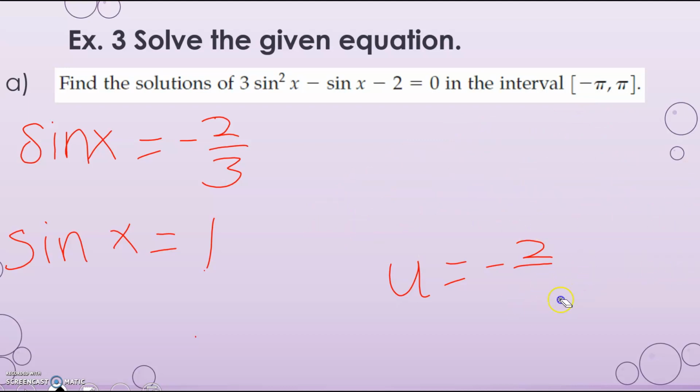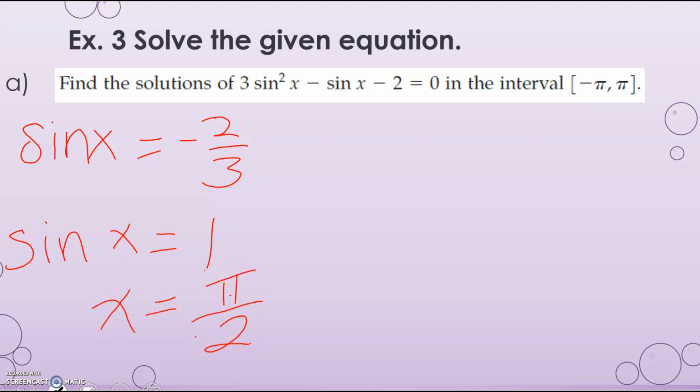Now, do I know any special right triangle or special angles that will give me a sine value of negative 2/3? No, but I do know sine of what angle is 1, and that's pi over 2. Okay, and remember, sine of x equals 1 only once in the whole period of 2 pi. So it's going to be at pi over 2, and then 5 pi over 2, and then 9 pi over 2. So there is only going to be one value of x within negative pi and pi where sine of that value equals 1. So for this one, we know x is equal to pi over 2.